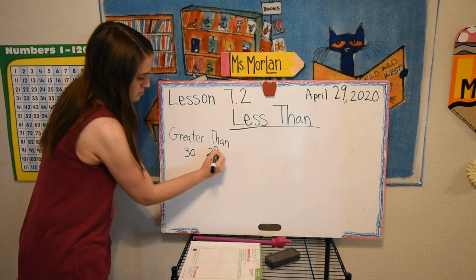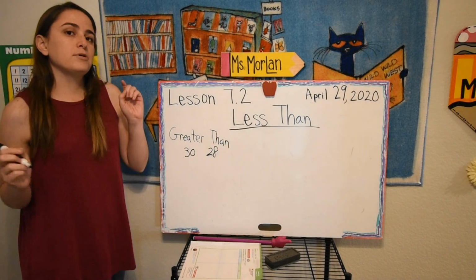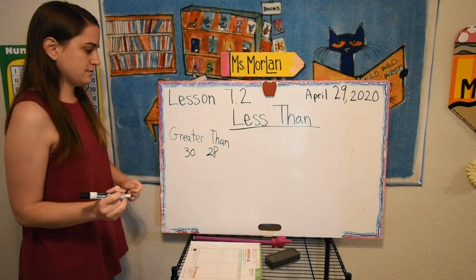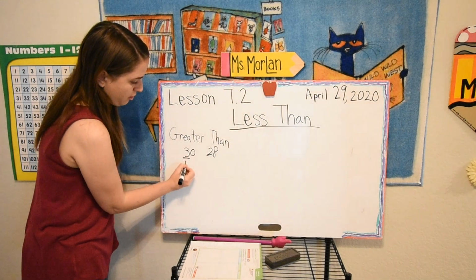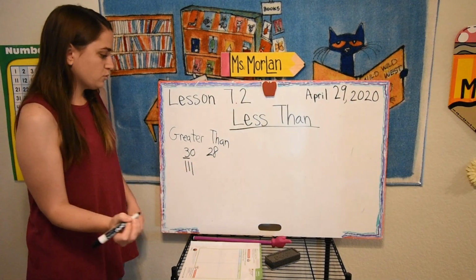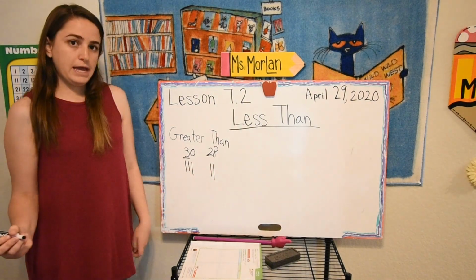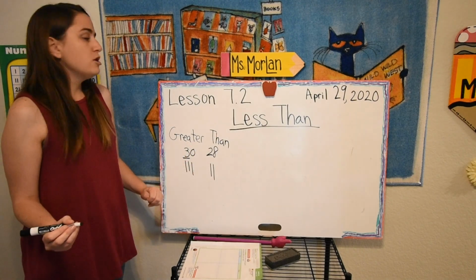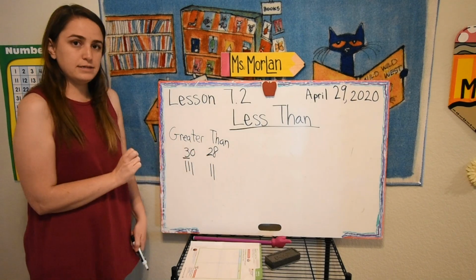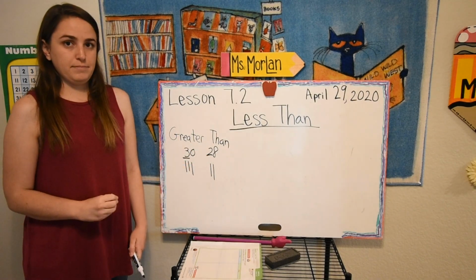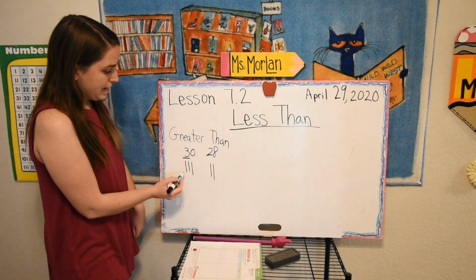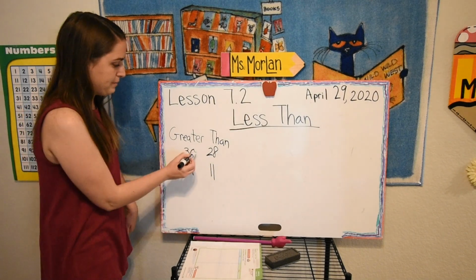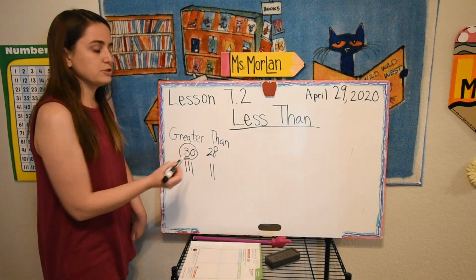So I have these two numbers, 30 and 28. Remember the first rule, right? The first step you need to do is always look at the tens place. In the number 30, there are 3 tens. In the number 28, there are 2 tens. Now there are a different amount of tens, so do I need to look at the ones place? No, right? You only look at the ones place if the tens were the same. So now we look at the tens, right? 3 tens is bigger than 2 tens. So that means 30 is greater than 28.